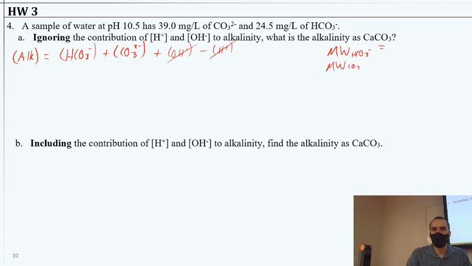Okay, so molecular weights here for HCO3 and carbonate. Going to be 61 grams per mole and 60 grams per mole.